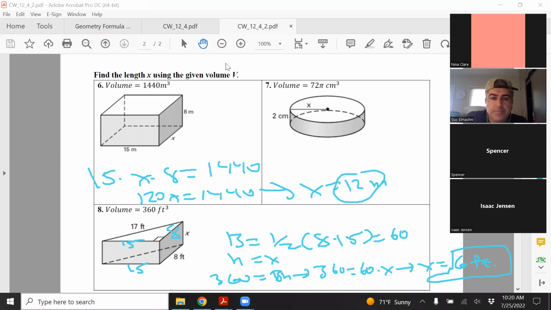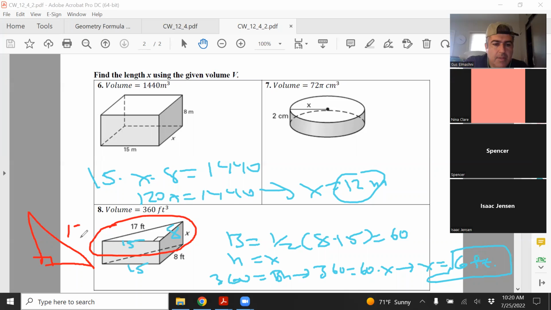Oh, yeah, go ahead. Where'd you get the 15? Pythagorean Theorem. Yeah, I kind of glossed over it, but because you have 17 and 8, and the other side is say y. If you do Pythagorean Theorem, you should get 15. So that's that one.